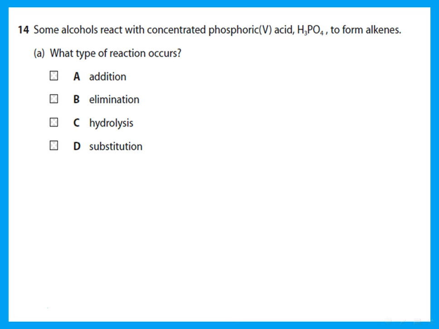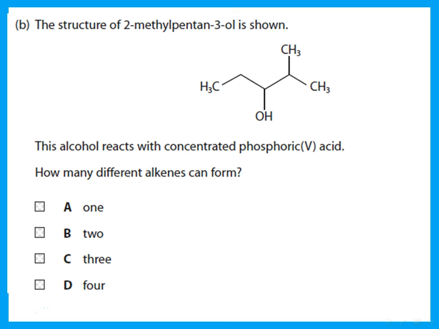Some alcohols react with concentrated phosphoric acid to form alkenes. So you know that when we have an alcohol, if I add concentrated phosphoric acid, it removes H and OH and it changes it into an alkene. What type of reaction is this? When we remove something, this is an elimination reaction.